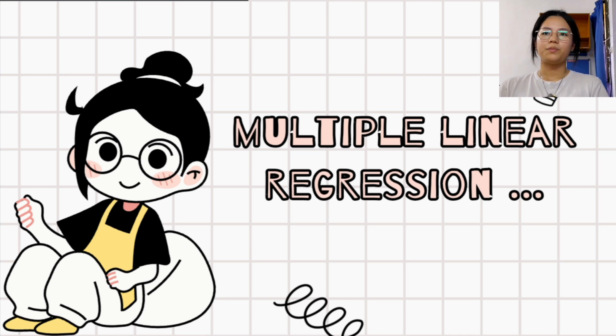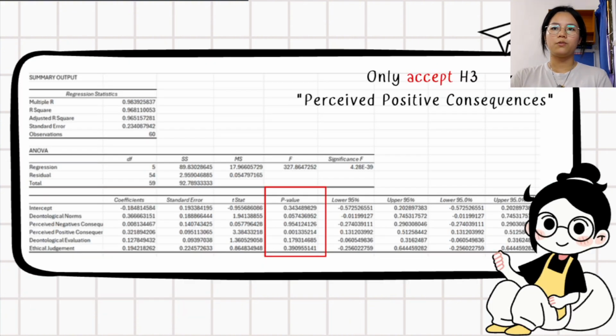Now is the part of multiple linear regression. In this part, we need to compare the p-values of all variables with the alpha value, that is 0.05. We can see that only the p-value of perceived positive consequences is less than the alpha value. Hence, we only accept this hypothesis.